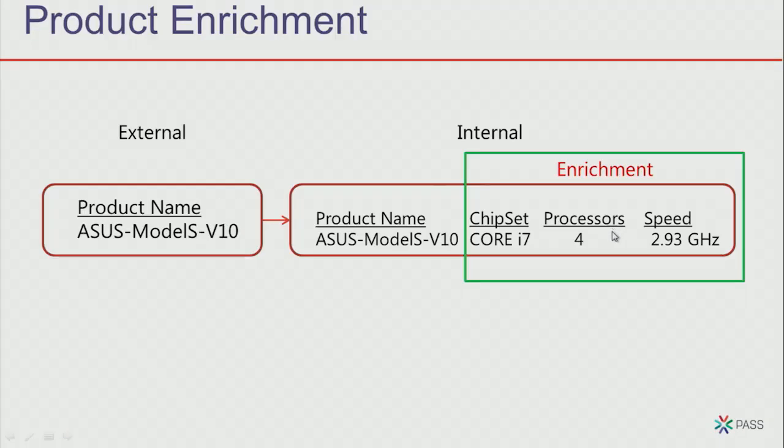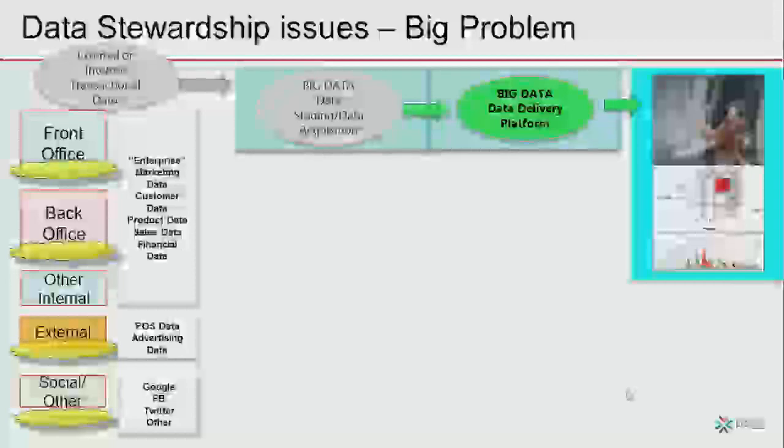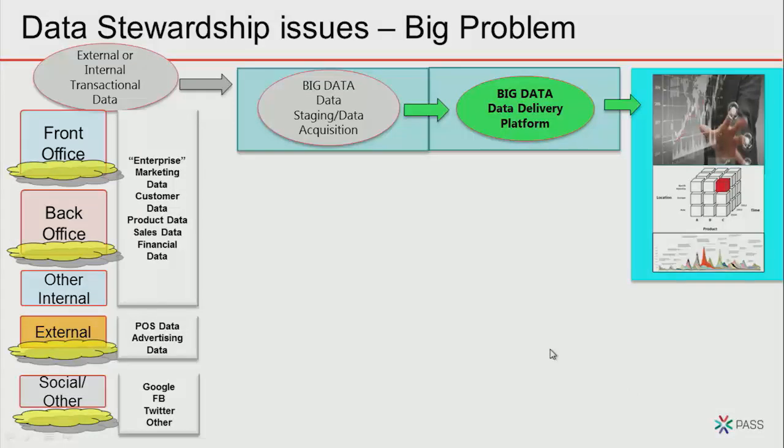Same with products. In enrichment, here's a great example. These products, as they come in, have no other data with them, but we know what this footprint looks like, so we enhanced our big data platform to include these other attributes. All right, you with me? Of course, you may do other enrichment.